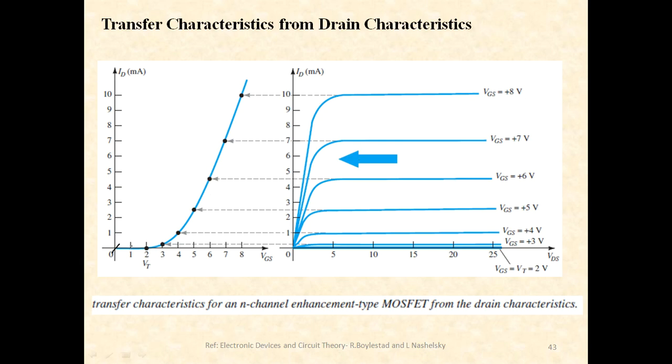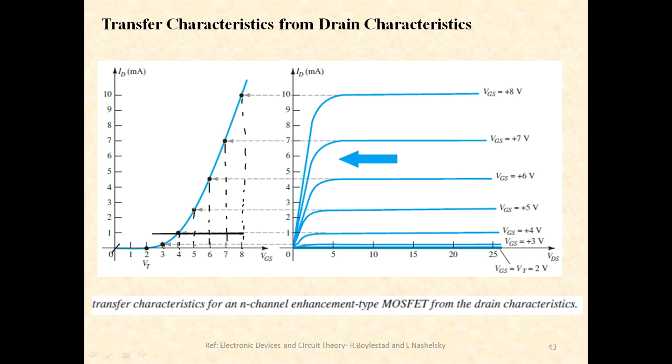So because VGS is positive, I'll be writing down the scales in a positive way. Just observe. When VGS equals plus 8 volts, I'll have to join it with the graph where it is plus 8. Similarly, when it is 7, I'll have to join this, when it is 6, when it is 5, when it is 4, and when it is 3.